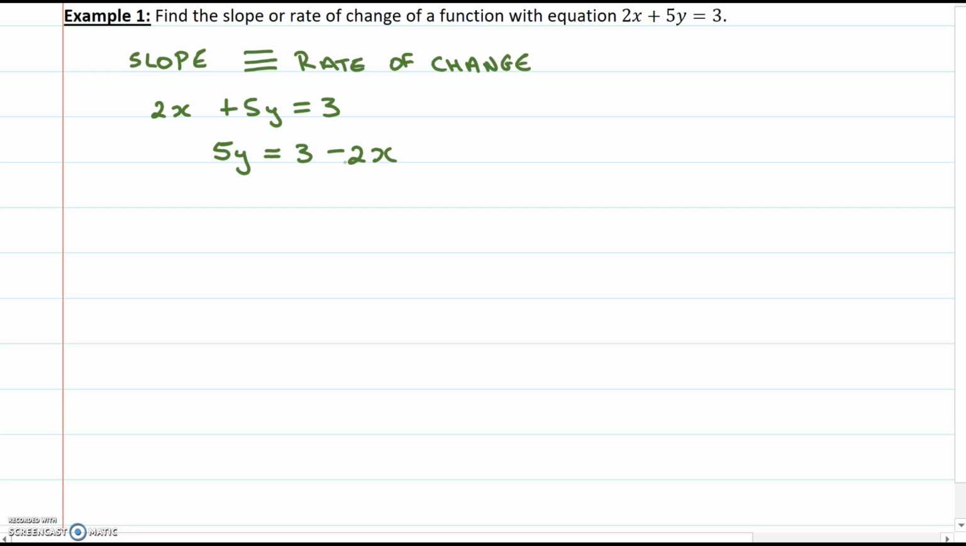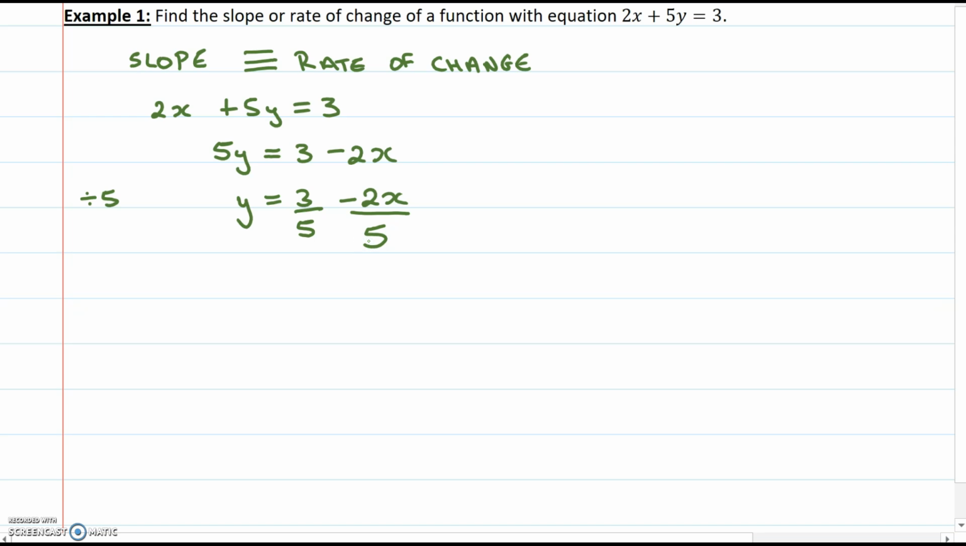Now we have 5y, and we want to get y on its own, so we'll divide everything there by 5. Well, if you divide 5y by 5, you're just going to be left with y. 3 divided by 5 we can't break down, and minus 2x divided by 5 is just minus 2x over 5.